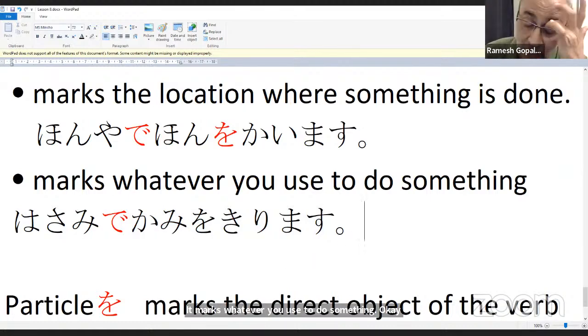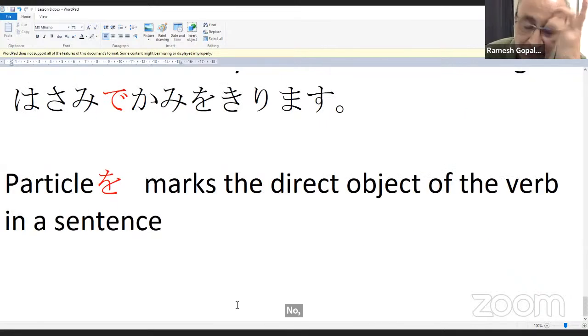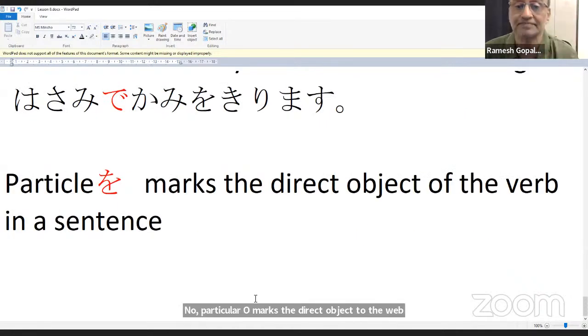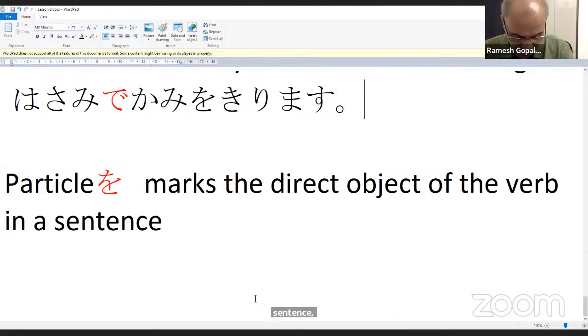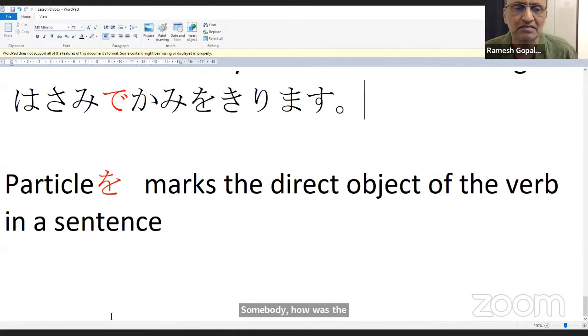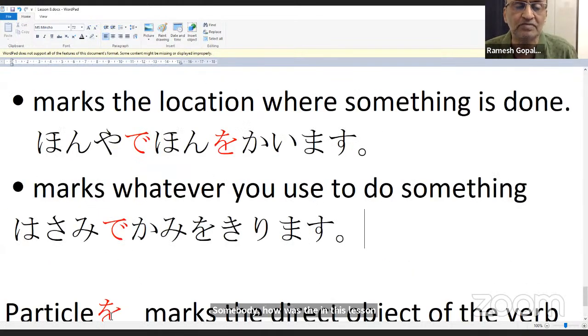Now, particle o marks the direct object of the verb in a sentence. So, how was the grammar in this lesson? Have you written these two sentences down? Yes, sensei. So, grammar was okay for this lesson? Yes, sensei.